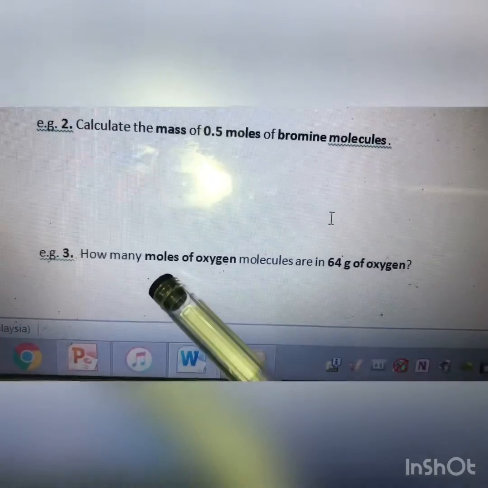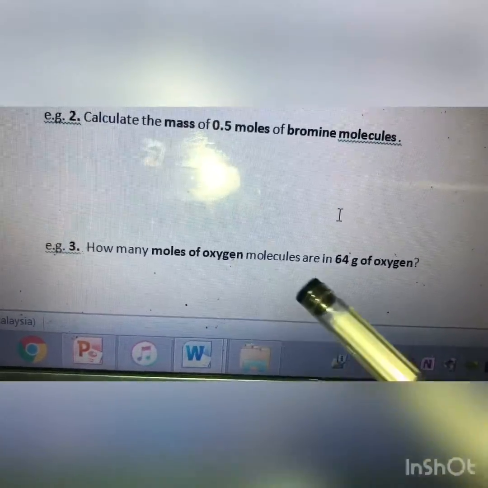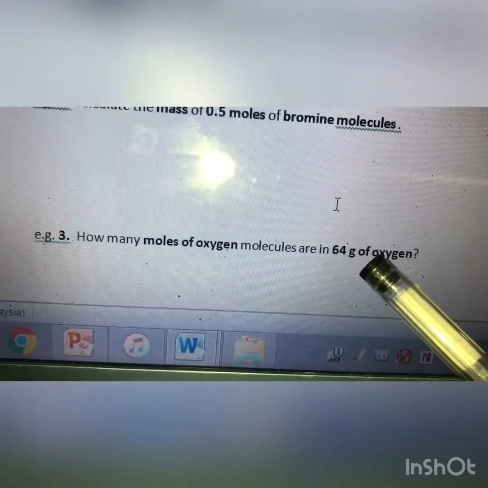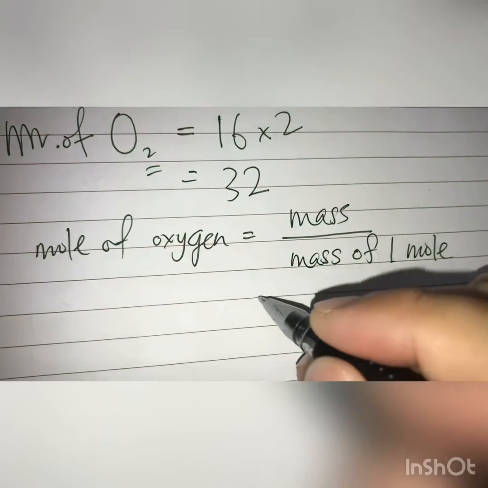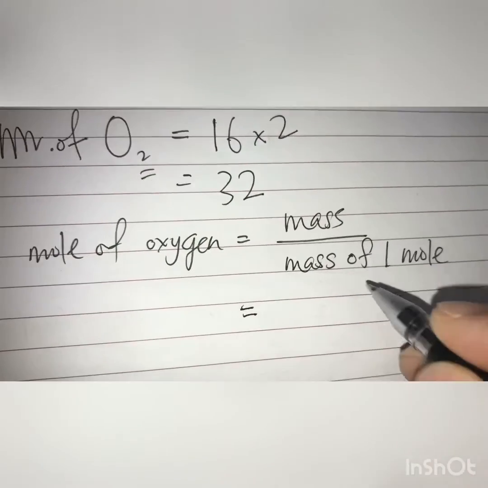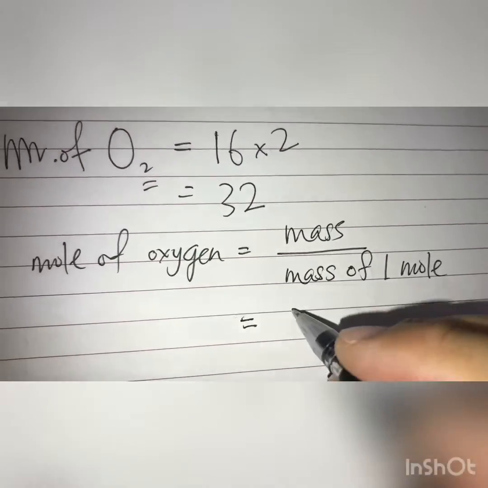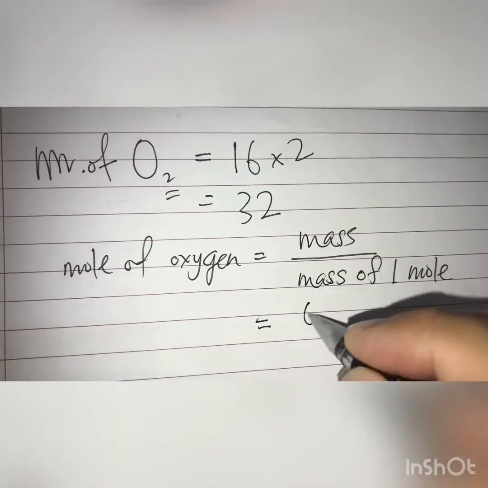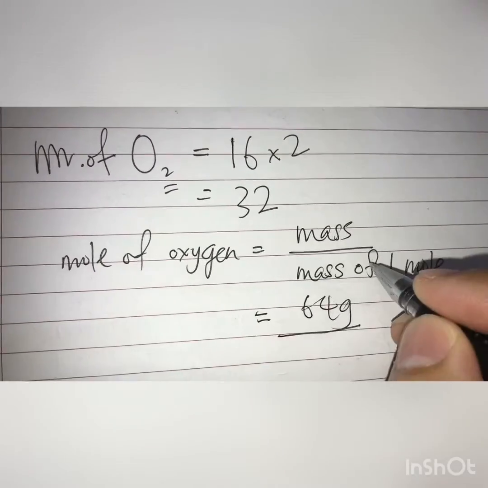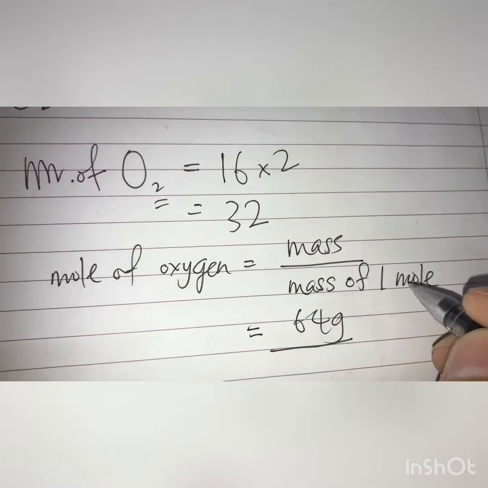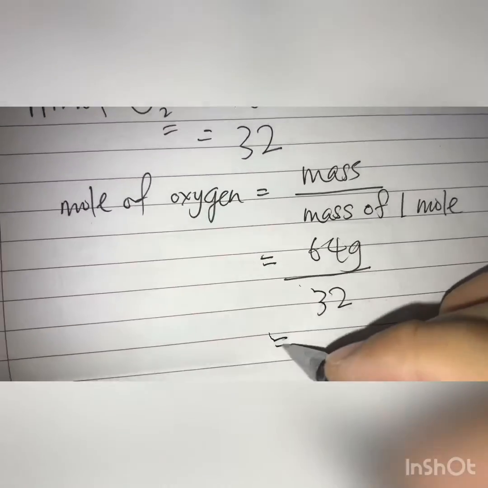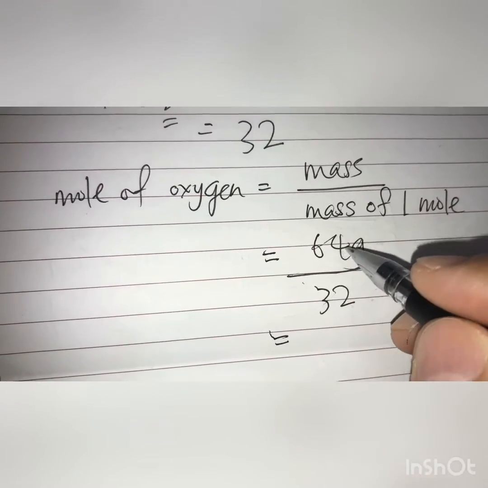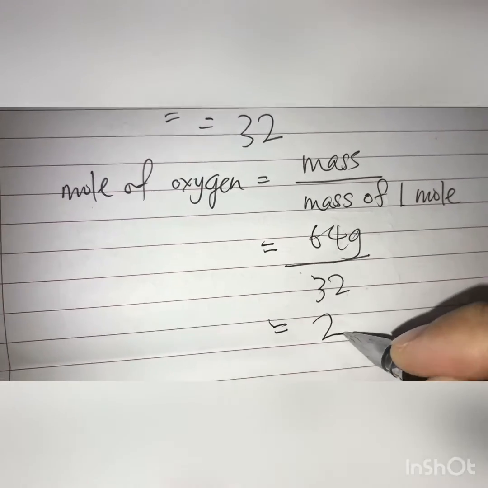So the question: find out how many moles of oxygen in 64 grams of oxygen. The formula is mass divided by mass of 1 mole. So mass is 64 grams, and mass of 1 mole is 32. So moles of oxygen will be 64 divided by 32 equals 2 moles.